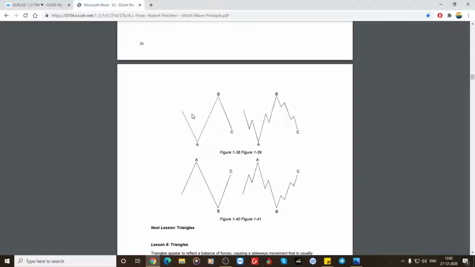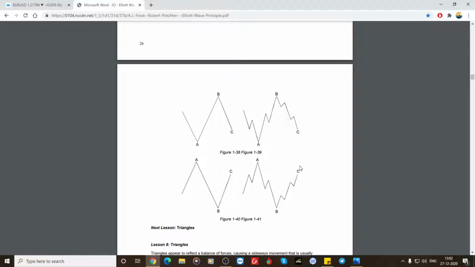In that also, A has a 3-wave structure, B has a 3-wave structure, and the C wave is a 5. There is no change in this. The only difference is that for the running flat, the C wave has to end above the B wave start, or the A wave end. And if it is a 3-wave structure, we have to label it the same as I explained in the expanded flat: W, X, and if it is a 3-wave, that is called Y.